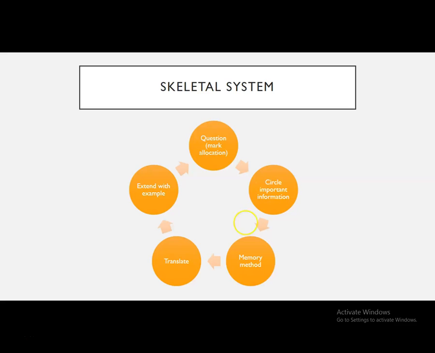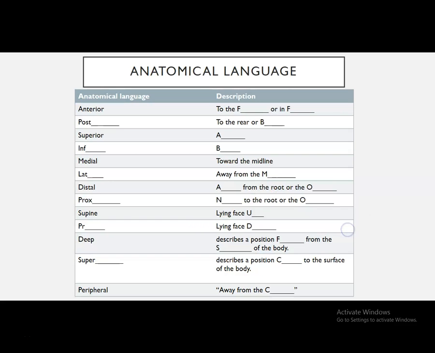So we're going to look at certain questions, we're going to then circle important information. If we can remember the memory method, we'll try and remember it, translate it, and then extend it with examples. This is how I want you to answer exam questions within the actual exam. This itself is, we're just going to do some fill in the blanks and potentially looking at some questions that have come up, that may come up again, and that you may struggle with.